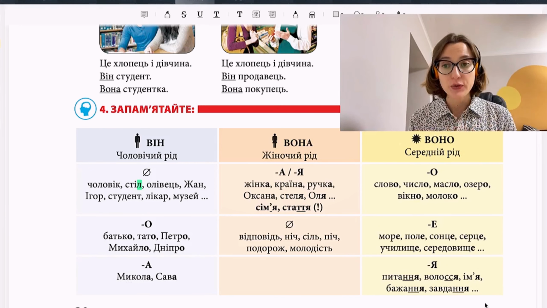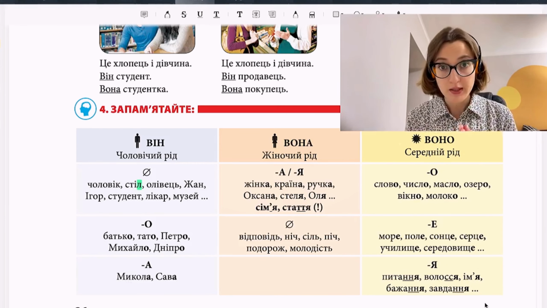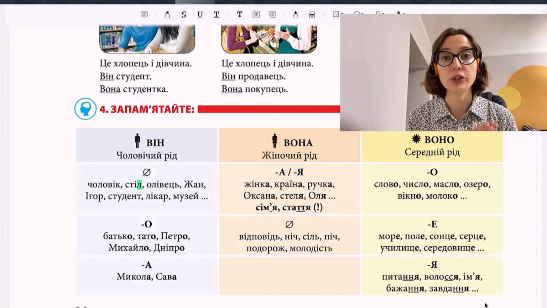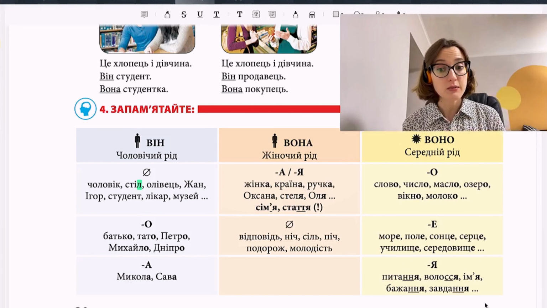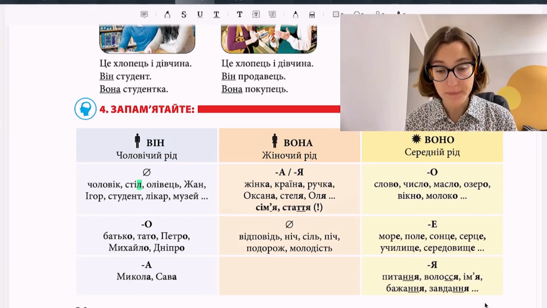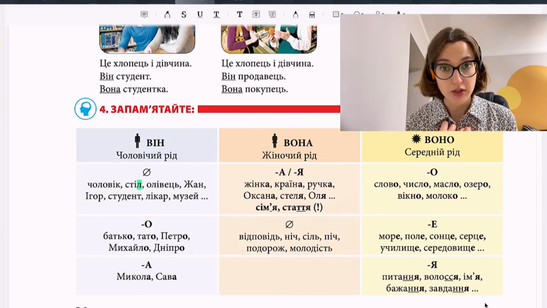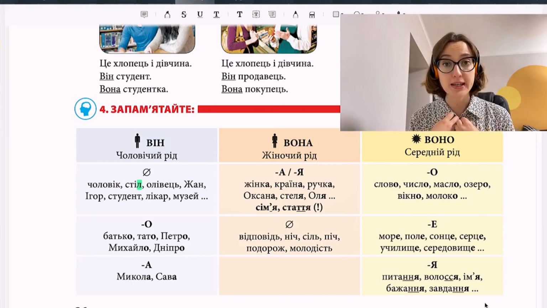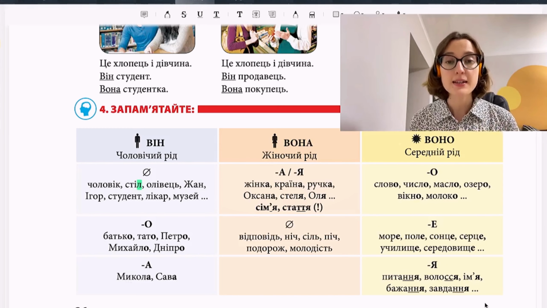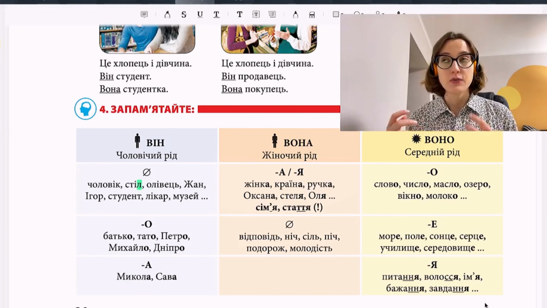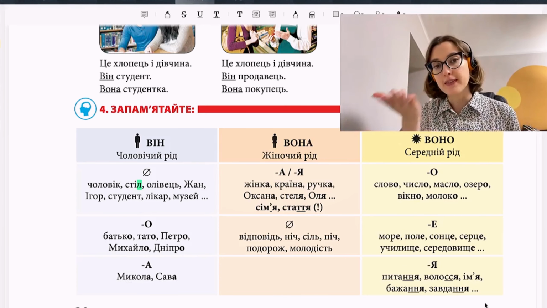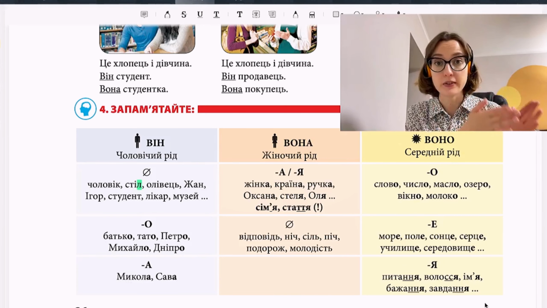Так? So if you're not sure, it is better to check the dictionary to see if this is a masculine, feminine, or neuter gender. And why is it important? Because all the time when you want to say something, for example, this is my question, це моє питання, you use моє because питання is neuter, not feminine. So, моє питання. If you want to use an adjective, for example, це важке питання, you use the ending for neuter, again, because this word is neuter.